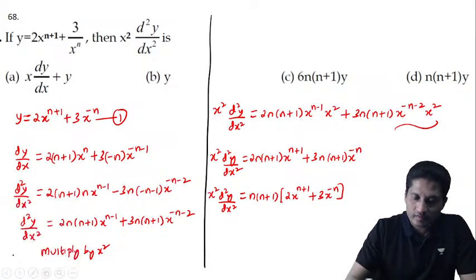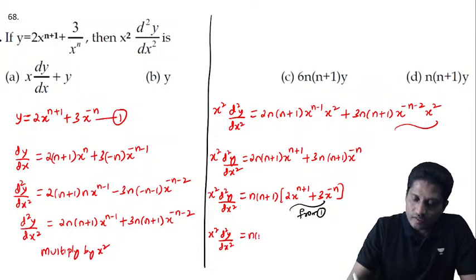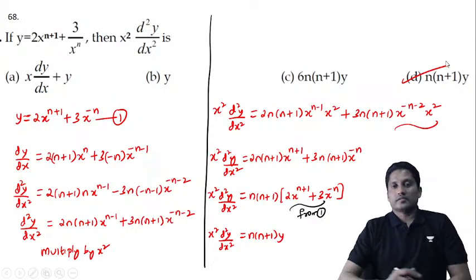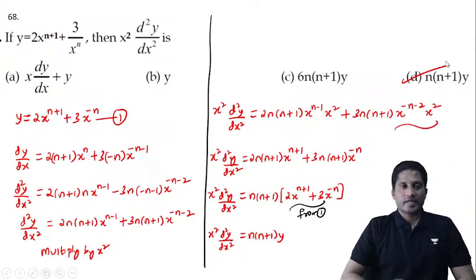From equation 1, you get x square into d square y upon dx square is equal to n into n plus 1. Okay, and then this is same as from equation 1, this is same as y. So answer is option D, n into n plus 1 into y. 2020 question.